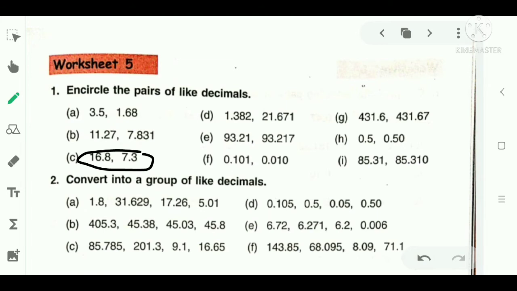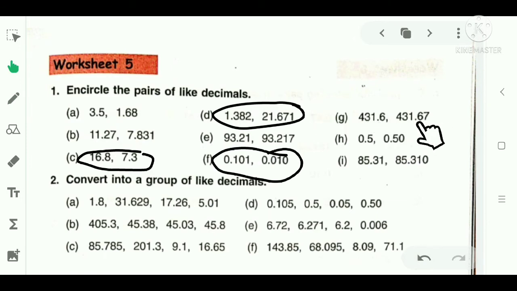In the next part, look here, D part 1.38 and 21.678. It is not like decimals, so we will not encircle. The next one is again like decimals. After the point, compare the number of digits, 3. It is also like decimals. G part is not like decimals. H part is not like decimals. I part is not like decimals. So these 3 pairs are like decimals. I hope all of you understood the first part.